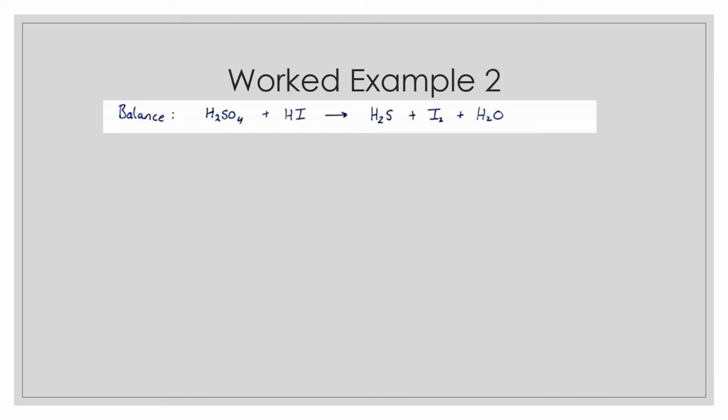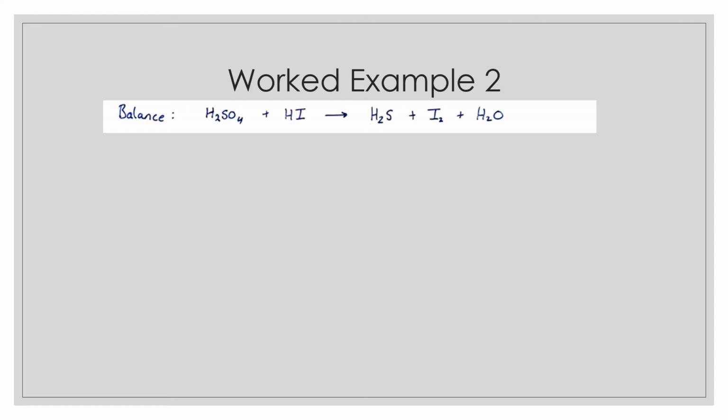This time we have the reaction of sulfuric acid and hydrogen iodide to form hydrogen sulfide, water, and iodine. I know this isn't a reaction of acids and bases, but it's a good example to figure out how balancing works. So, pause for a minute, give it a shot yourself, see how you get on, and then I'll go through the solution for you.